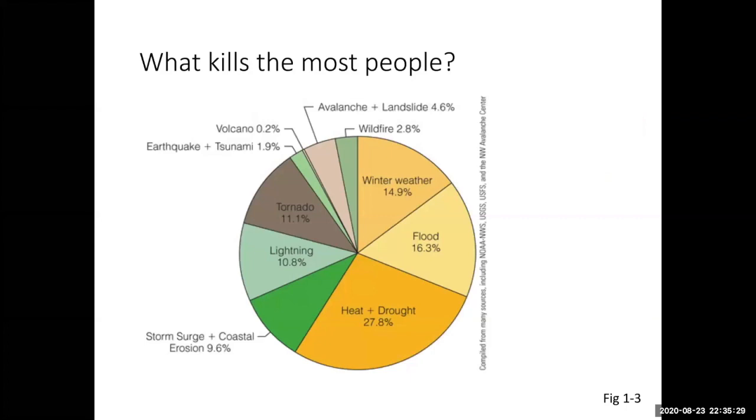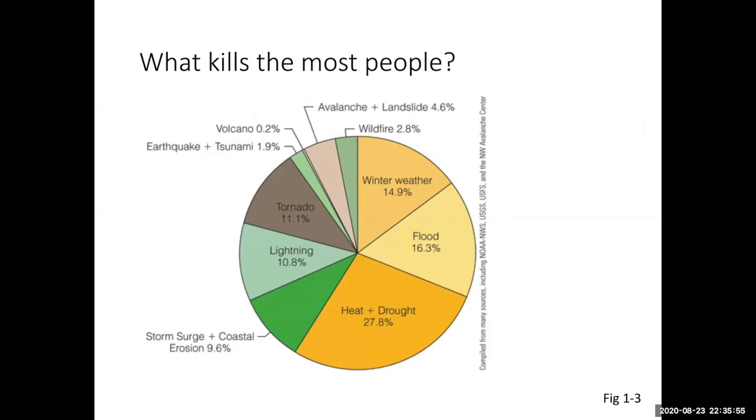Here's the actual data. This is a figure from your textbook, as noted by the figure 1.3 in the lower right. Take a moment to orient yourself to this pie chart showing the percentage of deaths due to different types of natural disasters. Is this what you expected? Most deaths are due to heat and drought, something that is more related to large-scale climate rather than specific events.